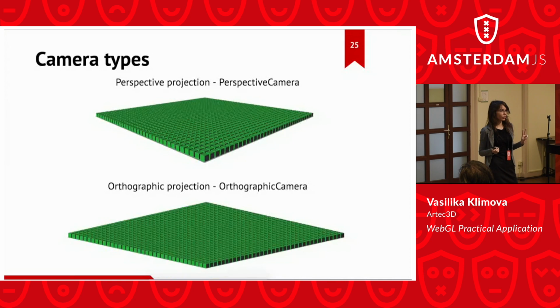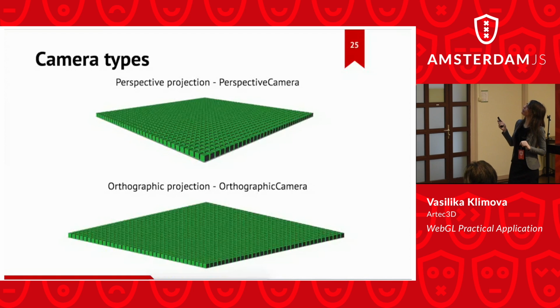There are two camera types, perspective and orthographic. Do you see the difference between these camera types? With this orthographic camera, all objects, all cubes have the same size. It does not depend on how far away they are from you.